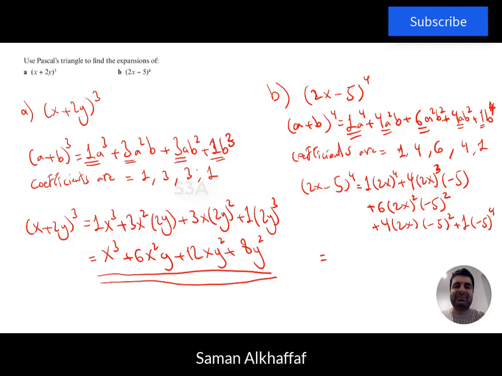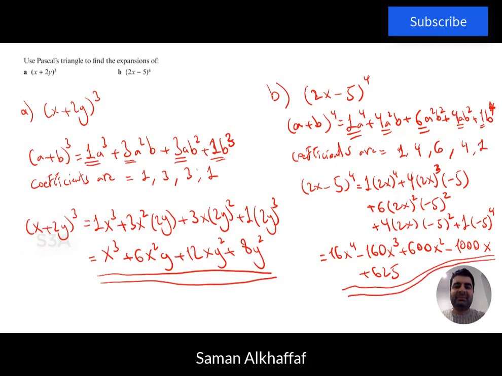So to simplify the expression, that would give us 16x to the power 4 minus 160x cubed plus 600x squared minus 1000x, and we also have plus 625. So the answer will be the expression shown here, and this will be our answer for part B.